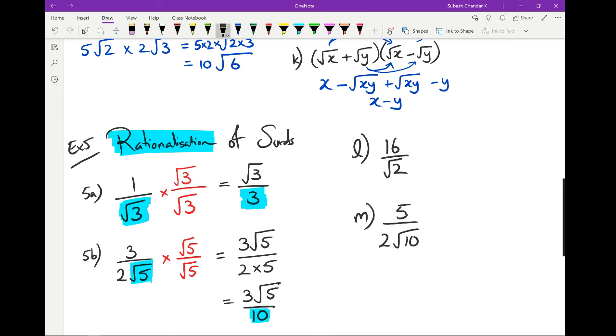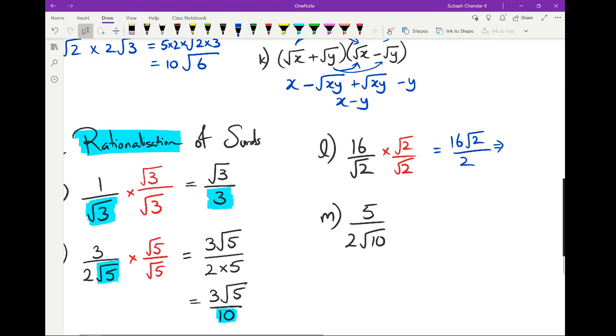Okay, so looking at that first one there, multiply by square root of 2 over square root of 2, and what you end up with is 16 square root of 2 divided by 2. Of course, 16 over 2 can be written as just 8, so it's just 8 root 2.